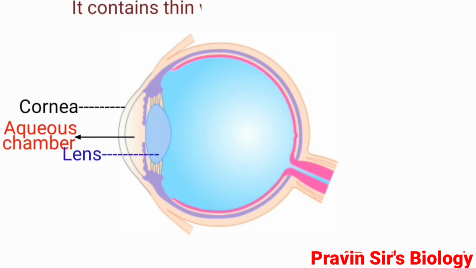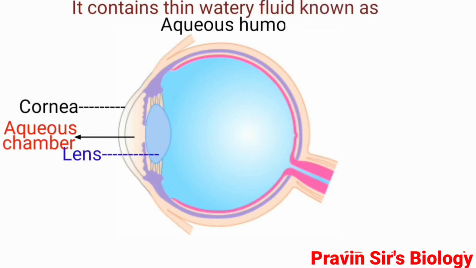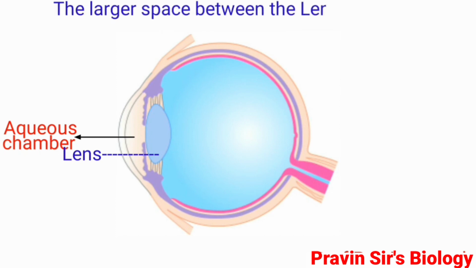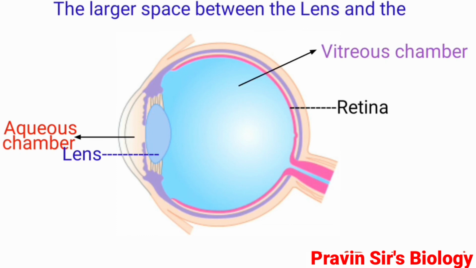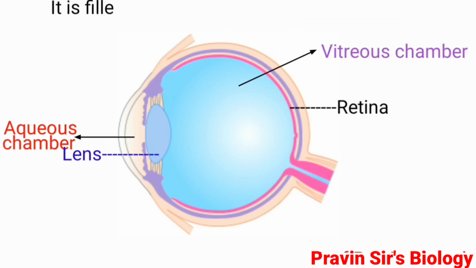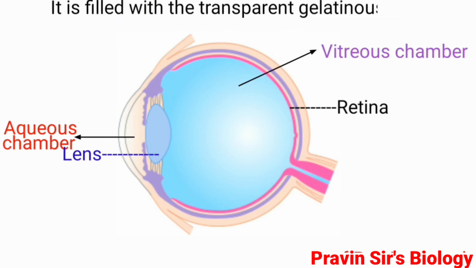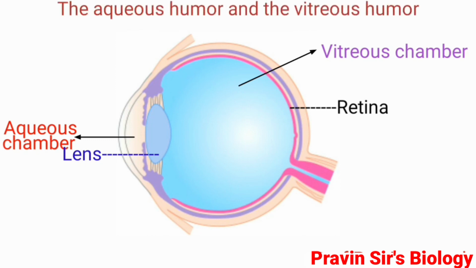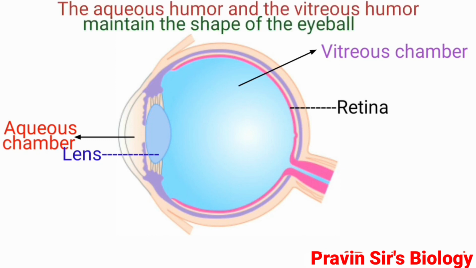It contains a thin watery fluid known as aqueous humor. The largest space between the lens and the retina is termed the vitreous chamber. It is filled with the transparent gelatinous fluid known as vitreous humor. The aqueous humor and the vitreous humor maintain the shape of the eyeball.